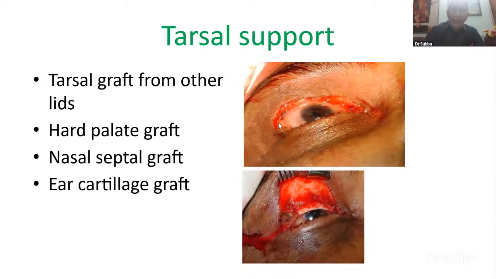So whenever you need tarsal support is when the coloboma is very big and more than half the lid. To provide adequate tarsal support, we can use a hard palate graft, a nasal septal graft, but nasal septum doesn't have the perfect mucosa, or an ear cartilage graft, which doesn't have a mucosa. But I prefer a tarsal graft from the other lid, because the upper lid has 4 times the normal requirement of tarsus. So you can take a tarsal graft from the opposite upper lid, which you can see here, and which has been used in the reconstruction of the lid for a modified Cutler-Beard technique.